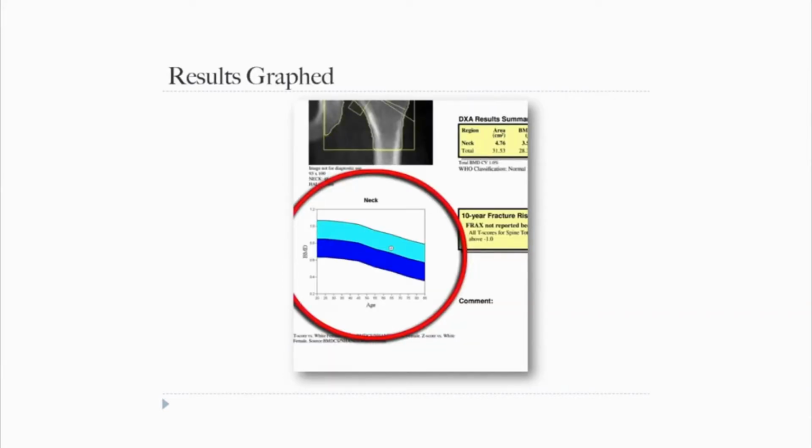Again, for the hip, the results are graphed. You'll see a colorful graph that indicates where you are. In this case, we see that the bone mineral density is highlighted on this color graph for the neck of the hip.